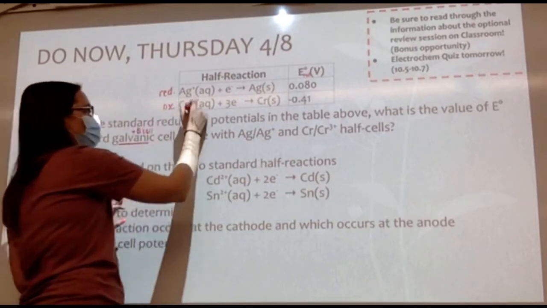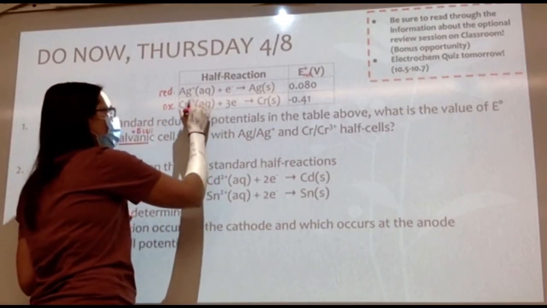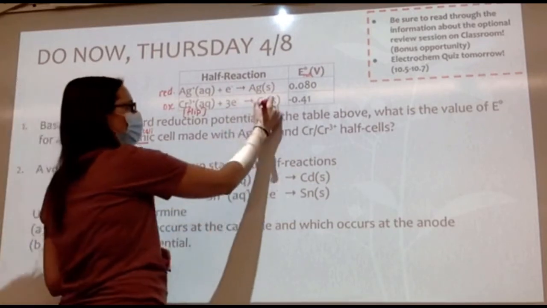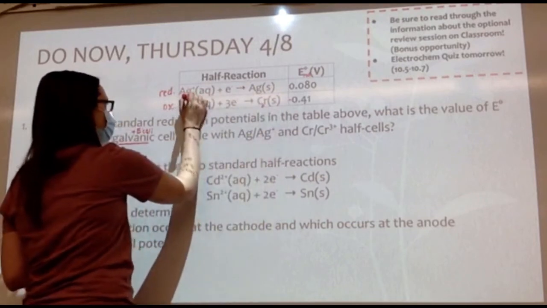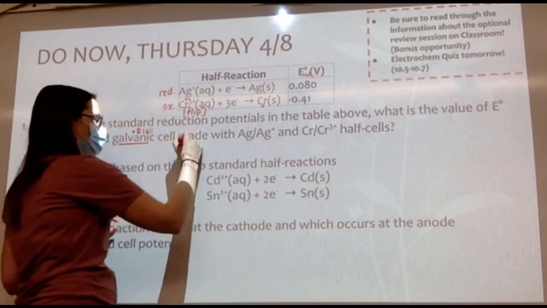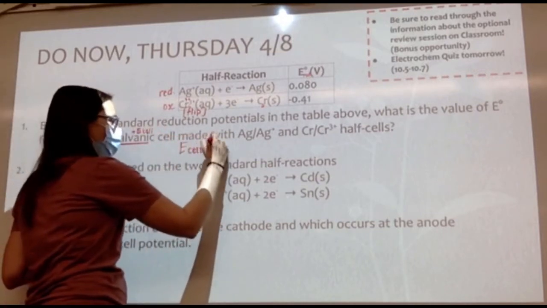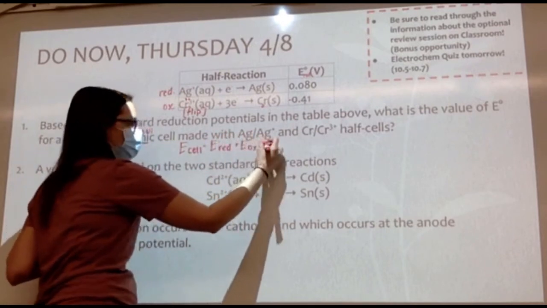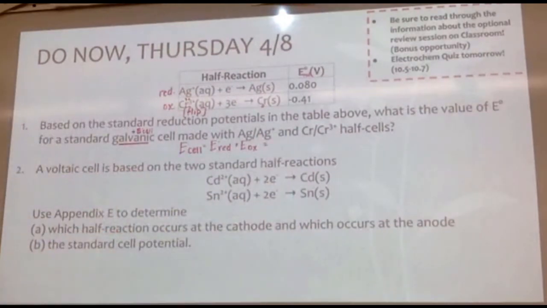But if it's oxidation, we have to flip the reaction. So we flip the half reaction for it to be Cr solid yields Cr3 plus and 3 electrons because that's oxidation, right? Oxidation number of 0 to +3. So when we want to determine the value of E cell, remember E cell is the reduction half reaction plus the oxidation half reaction. The only thing you can ever do to a reduction potential, so to calculate the cell potential, you do reduction plus oxidation.